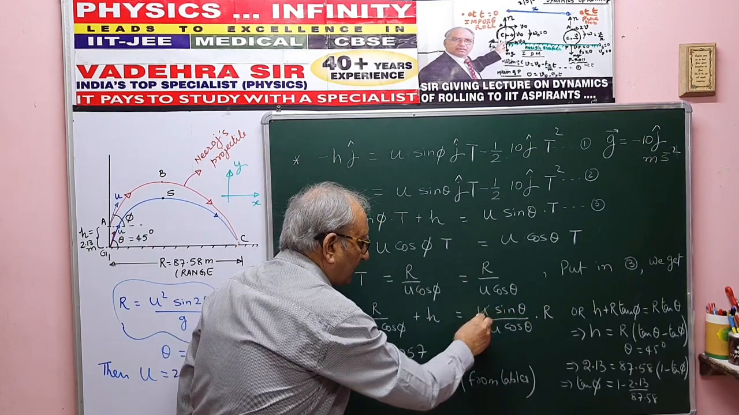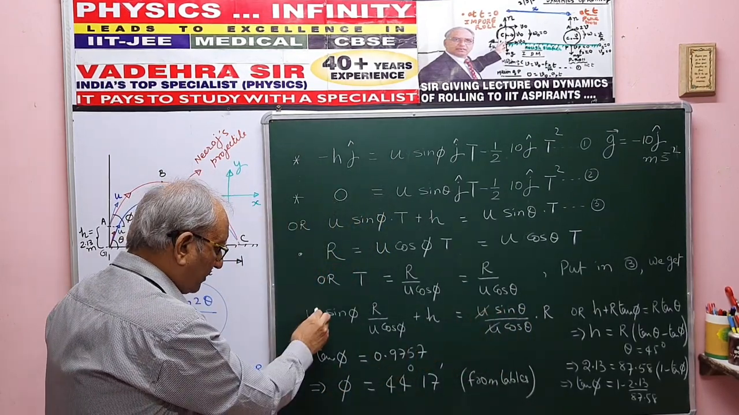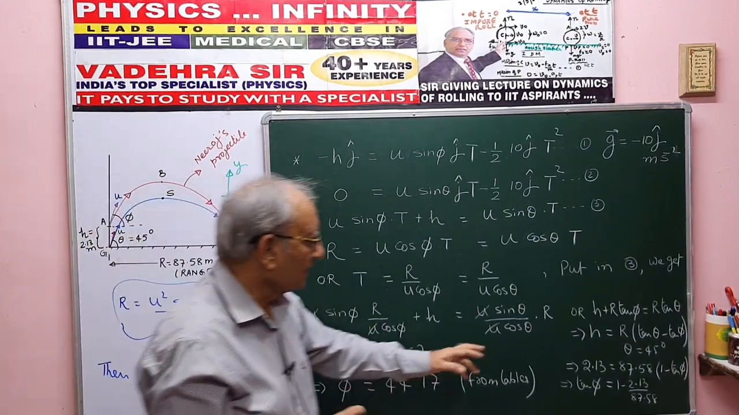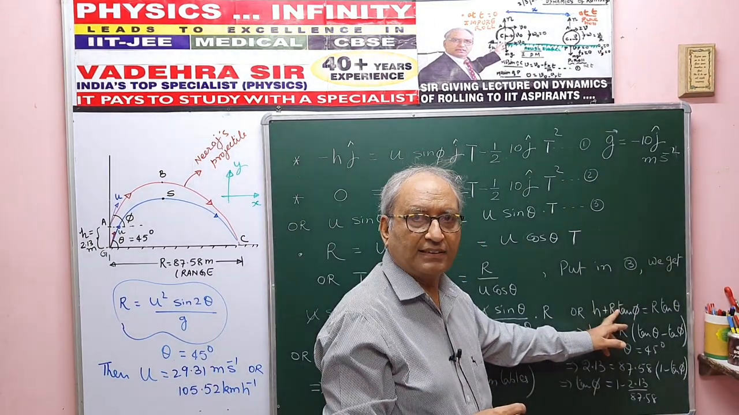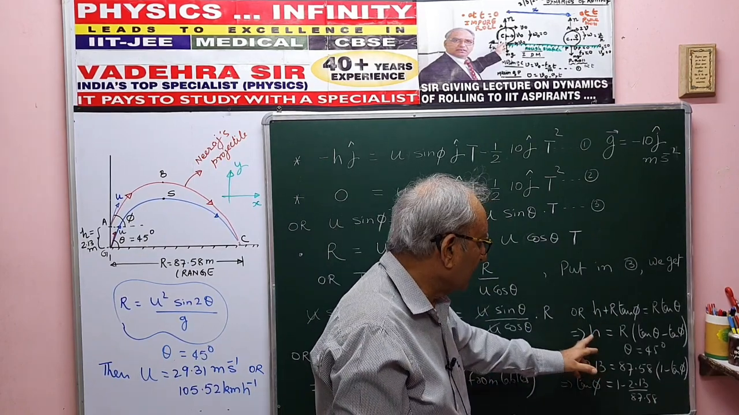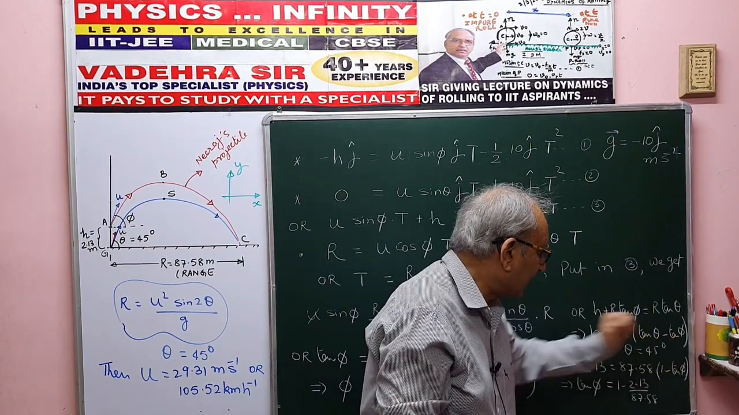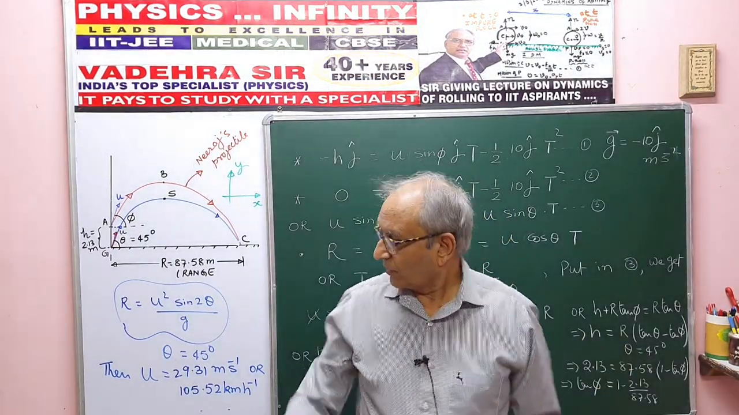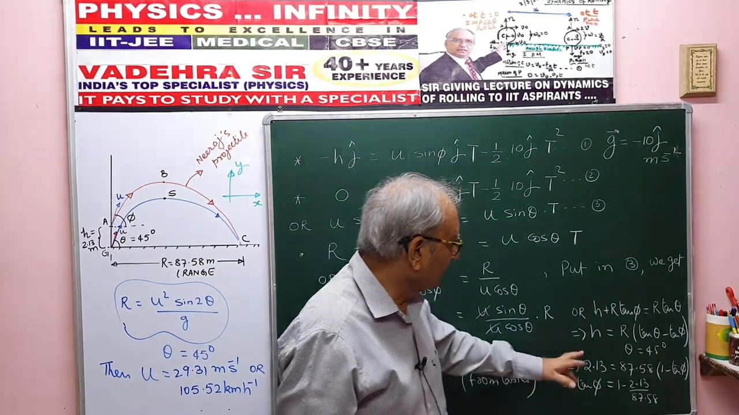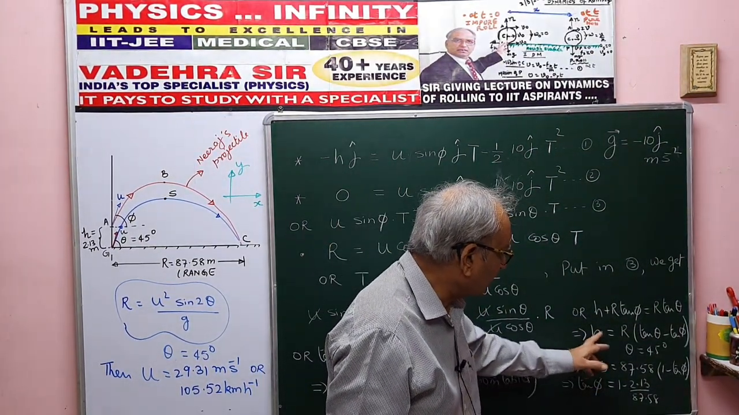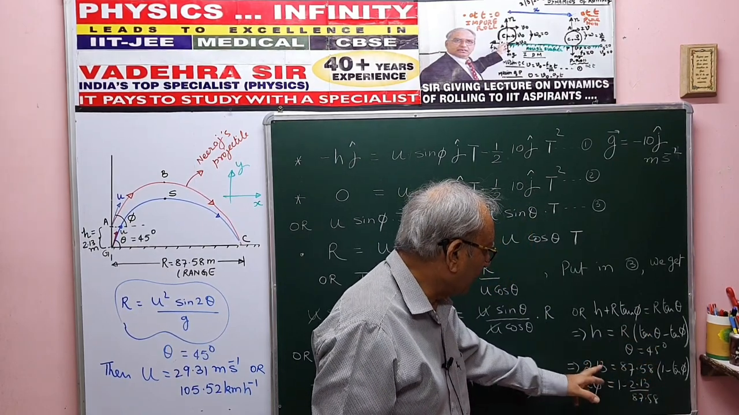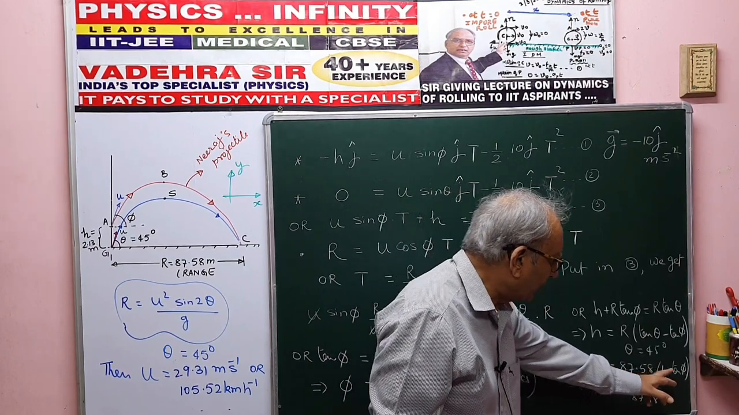So here u cancels, and from here also u cancels. So I get, I adjust this, so I get h plus R tan phi is equal to R tan theta, and this gives me h equal to R into tan theta minus tan phi. Now theta we know here, that is 45 degrees, and tan 45 we all know is 1. So I put the value of h, I put the value of R, I put the value of tan theta equal to 1. I obtain 2.13 equal to 87.58 into 1 minus tan phi.